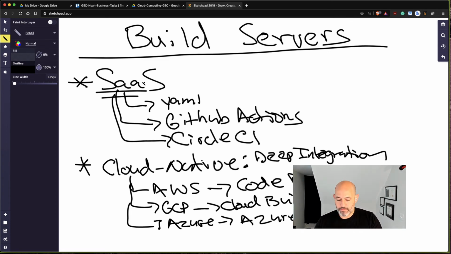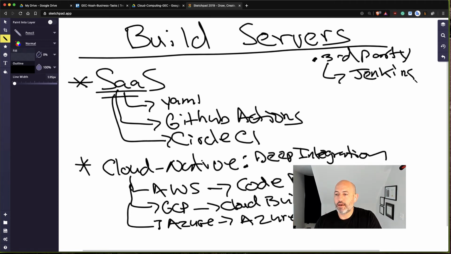There's a third one, and we could call this maybe proprietary or open. I guess we'll just call this third-party build servers. A good example that's probably the most popular one would be Jenkins. And why would someone use something like Jenkins? It has some disadvantages over the cloud native build server in that you don't get the deep integration. That's one disadvantage of it.